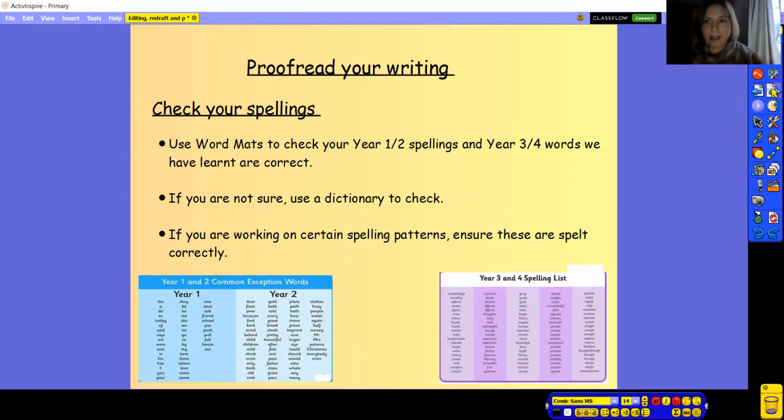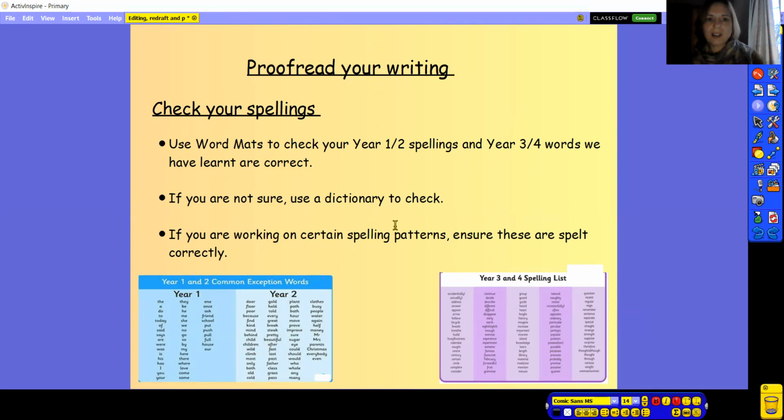Now we're going on to spellings. Okay, so when you've done your punctuation, you need to check all your spellings. And to do that, you can use your word mats. These are on Padlet. You should have them already because we've used them a lot this half term. So use that, make sure your spellings are correct. If you're not sure about a word and it's not on these mats, you can use a dictionary to help you. You can use Google spell check as well.